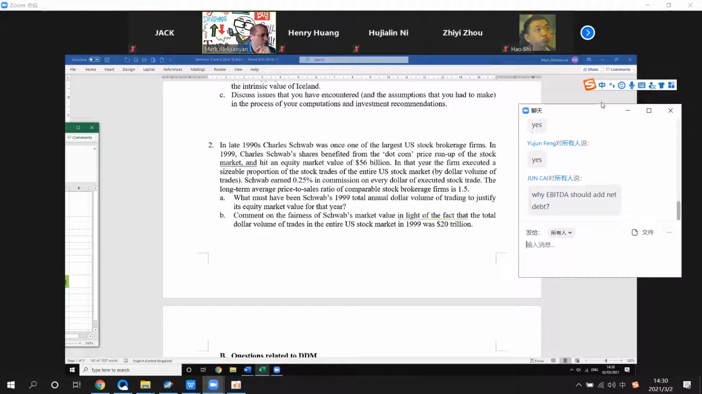And when you are using this multiple, EV to EBITDA, your estimate would be the estimate of enterprise value.